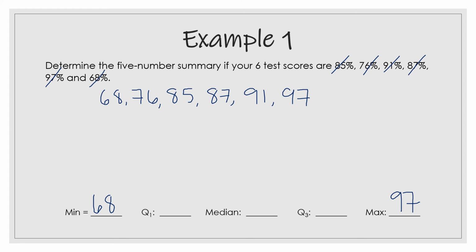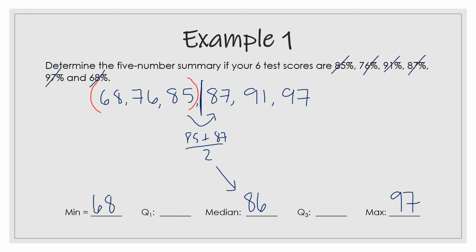So again, we did this earlier. If I've got 6 numbers, the middle would be here. So that would be at 86, because 86 is directly in between 85 and 87. Remember, if you can't figure out what the median is, if you have 2 numbers, you can do 85 plus 87 and then divide it by 2, and that will also give you 86.